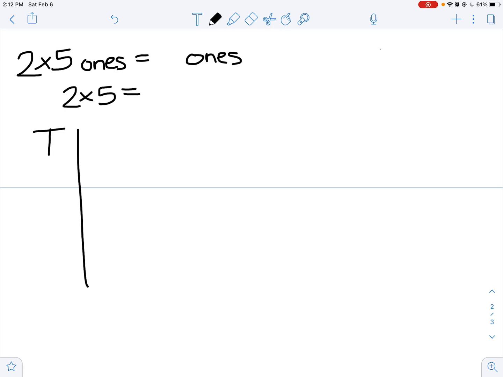Well, here's our tens and ones chart. I'm going to make 2 rows of 5 ones. 1, 2, 3, 4, 5. And then I can count my ones. 2, 4, 6, 8, 10. 10 ones. 2 times 5 equals 10.